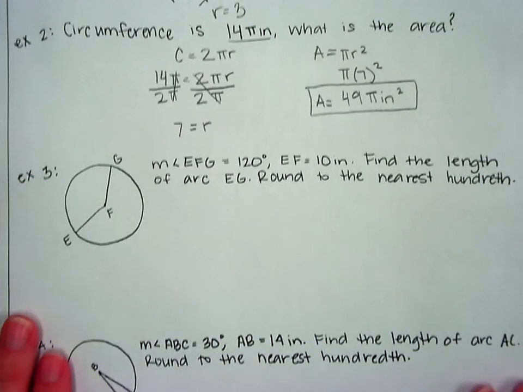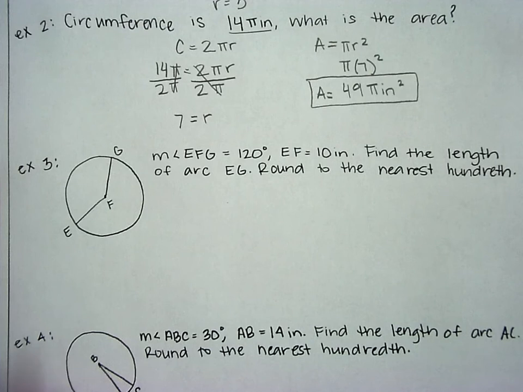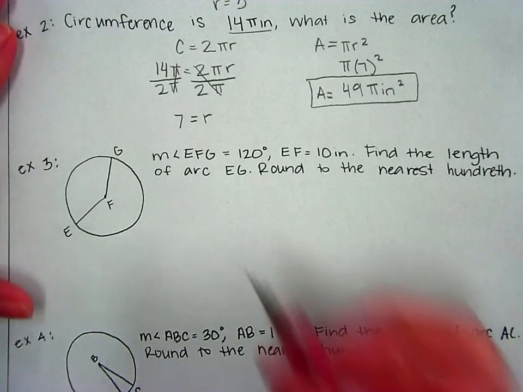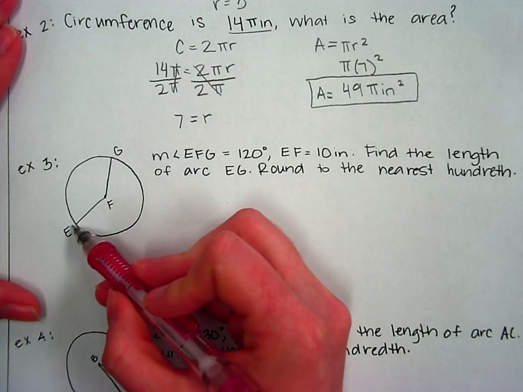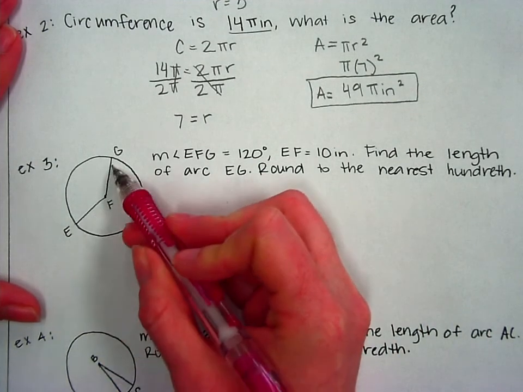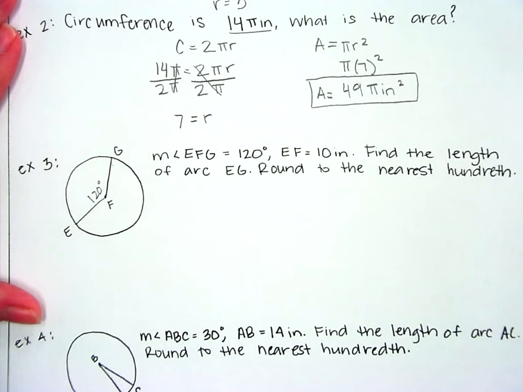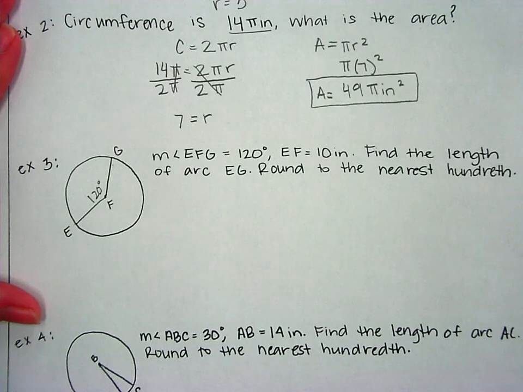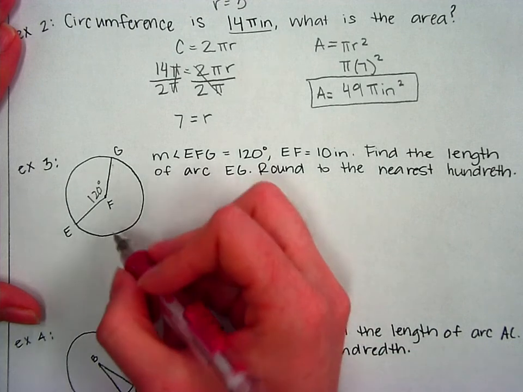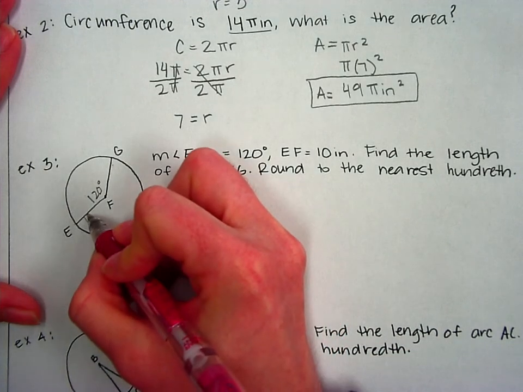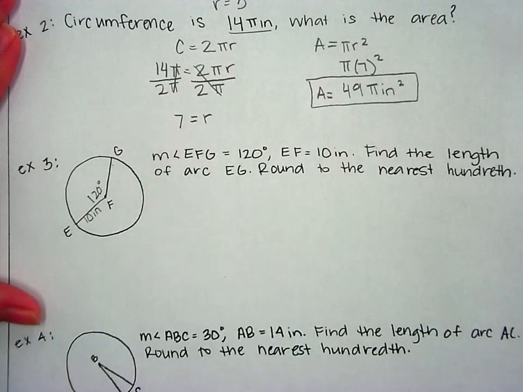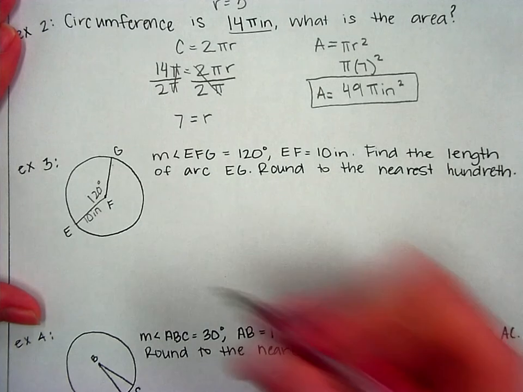Okay, now we're going to get into the problems where we're actually finding the measure of the arc length. So I know that the measure of a circle has 360 degrees. They're telling me that this angle right here, EFG, is 120 degrees. So that's only part of the circle. They tell me that EF is 10 inches, and they want me to find the length of EG.